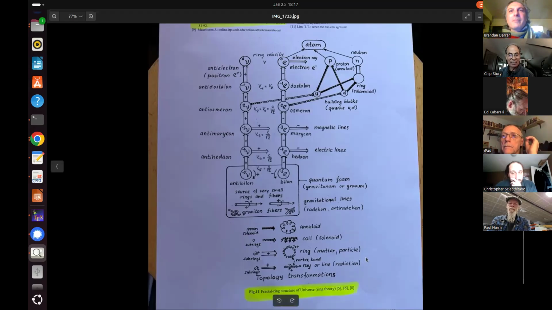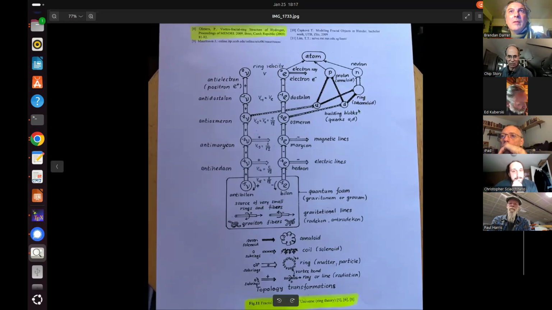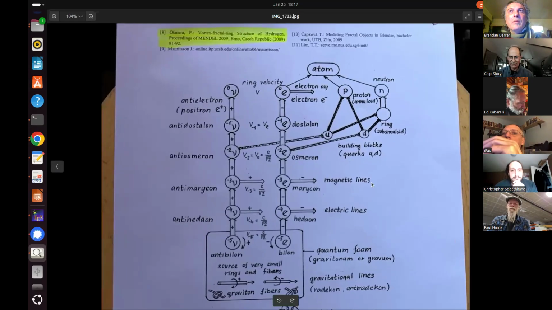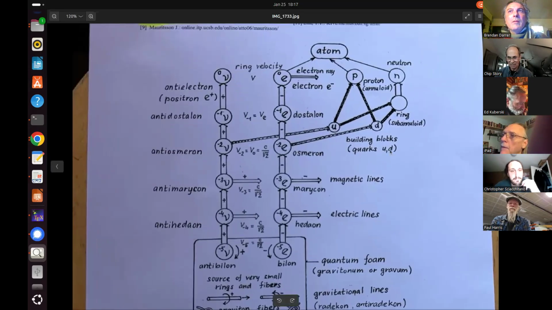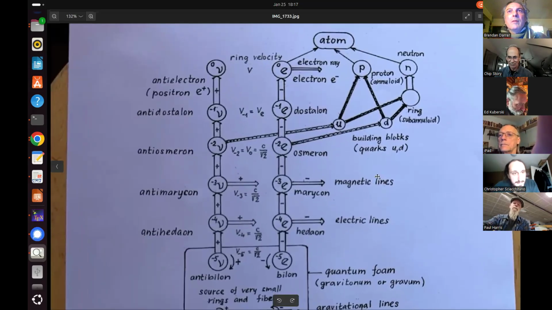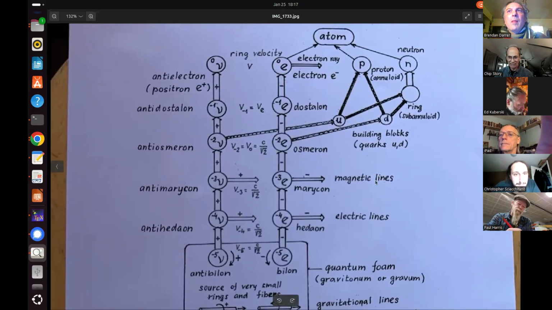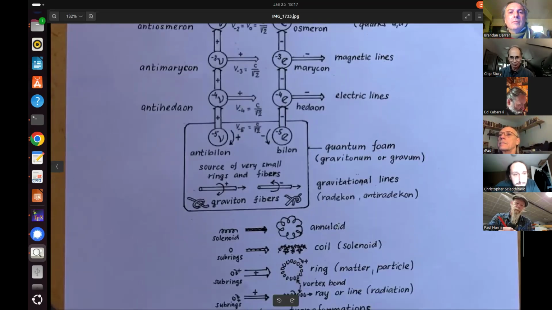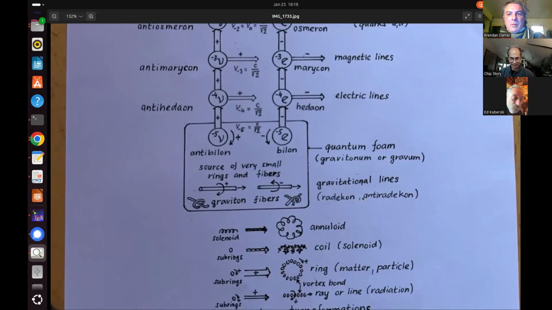Anti-billion. We have atoms populated with neutrons, protons, electrons, building blocks, quarks for each of those. Rings and subanalyloid, rings and waves, magnetic lines, electric lines, quantum foam. All right. Gravitational lines. There's a whole PhD dissertation on that one page right there.